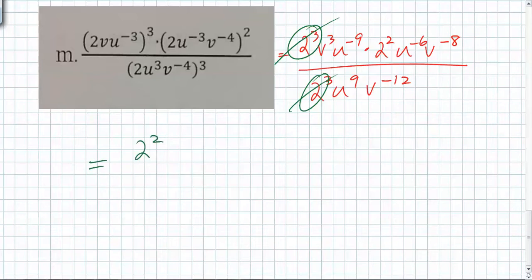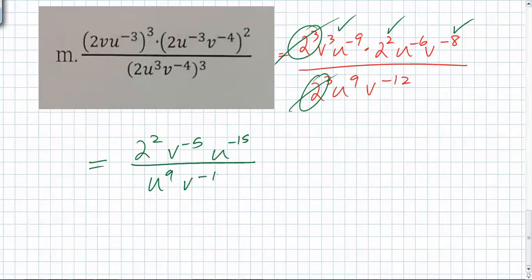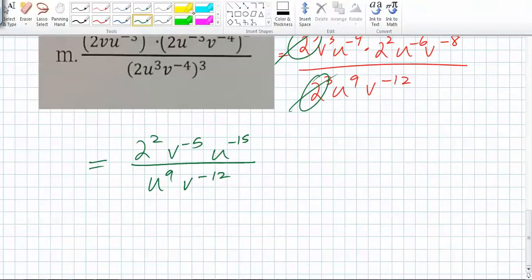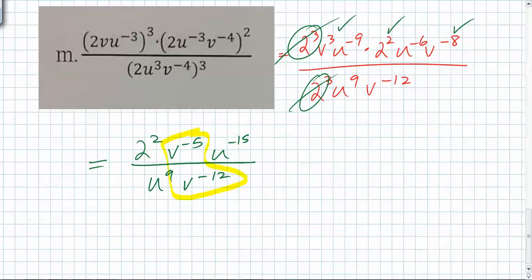2 squared is still up there, right? V to the, so we took care of that. V to the what power? V to the negative 5, because you have 3 and negative 8. And then u to the negative 15 all over u to the v to the. So now you just have to be careful to pair up everything correctly. There are your v's right there.